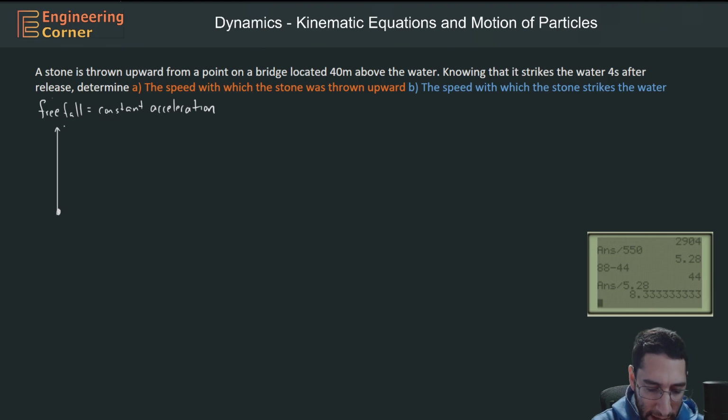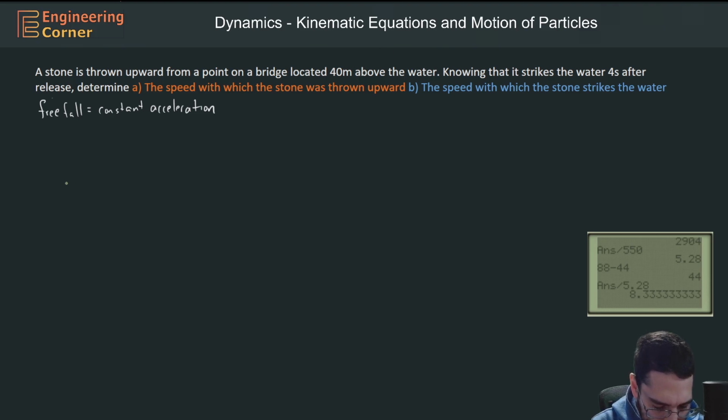It just doesn't do that. Even though I may draw it just for clarity, like, okay, it goes up and down, understand that there is no change in this x distance right here. We're in rectilinear motion in one direction. So in this case, we're only dealing with the y direction. So let's draw this problem. We have a stone thrown upward from a point on a bridge located 40 meters above the water.